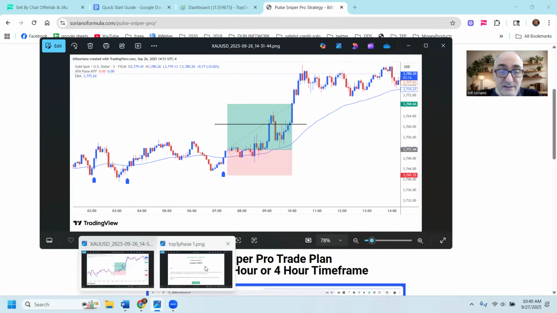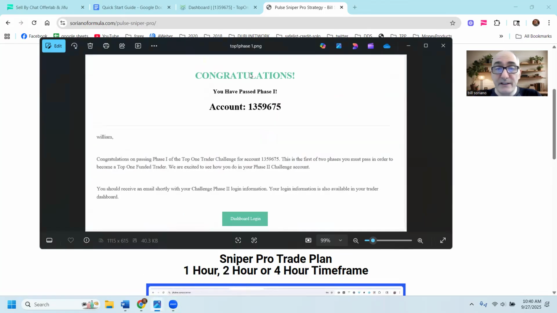Now, I did use this exact strategy to pass phase 1 of my challenge here. This is my certificate from that, passing phase 1, and now I move on to phase 2. So in phase one, I had to make an 8% gain on my account without losing 10%. I had an 8% gain without losing 10% first.